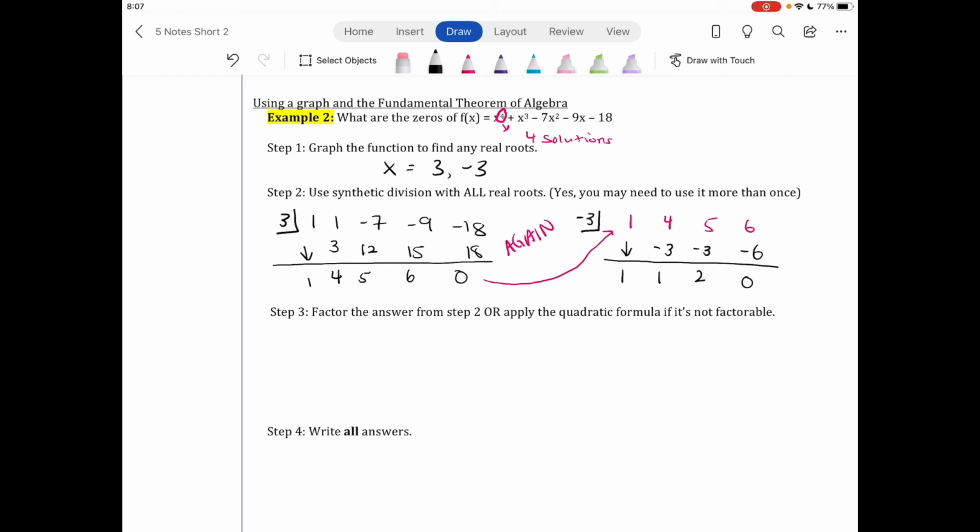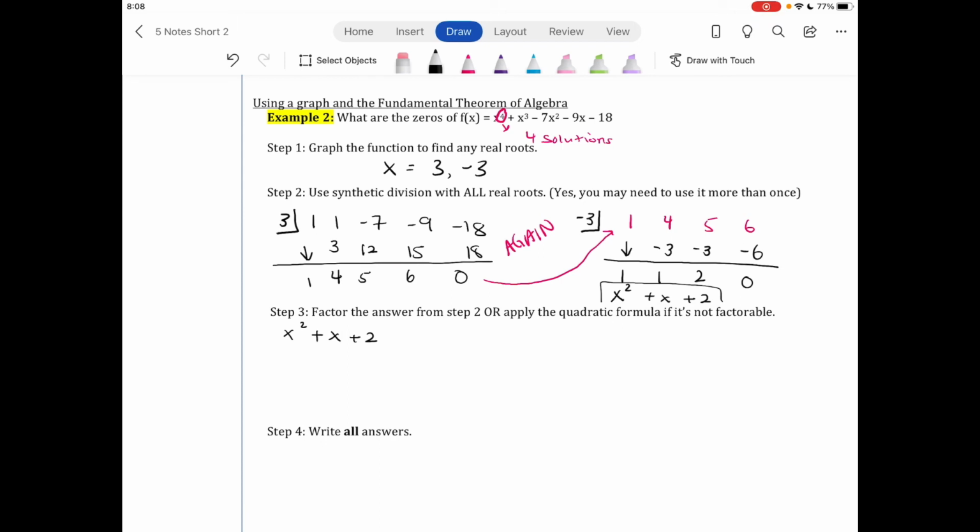So now that we've done all of our roots, we're ready to write out the polynomial that's left over. Normally we would decrease the exponent value by 1, but since we've done this 2 times, we're going to decrease it twice. So now we have x squared plus x plus 2. That is our quotient that's left over. We can rewrite that here for step 3, x squared plus x plus 2.